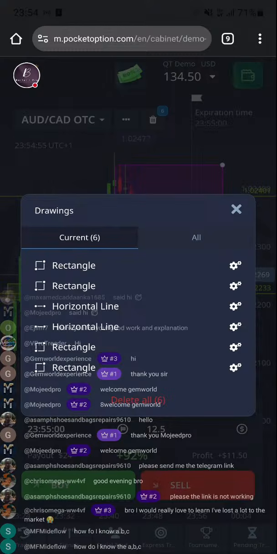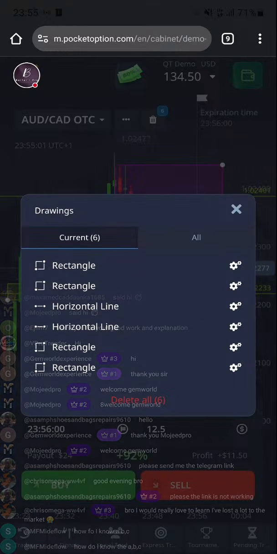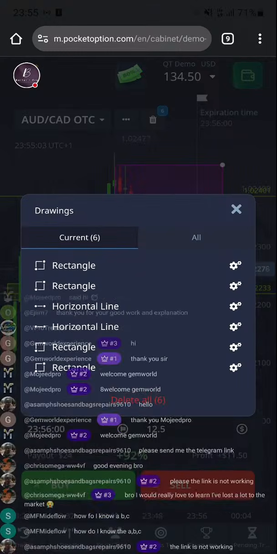How do I know the ABC? It's a movement. It's kind of an ABC move. It could be an up, down, up pattern, or it could be a down, up, down pattern. It's like a zigzag movement.